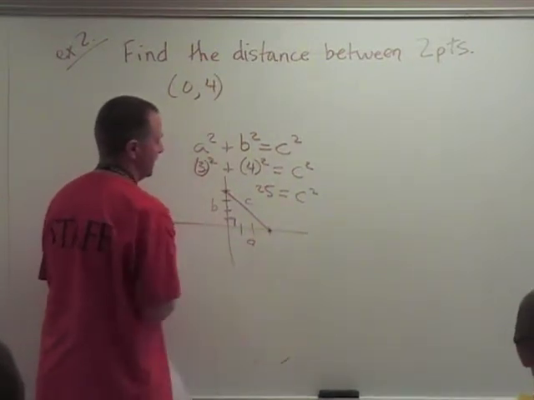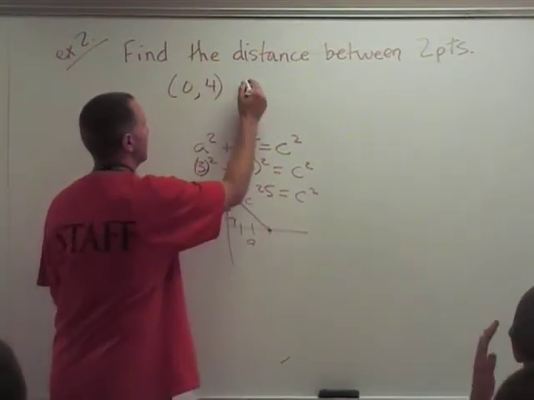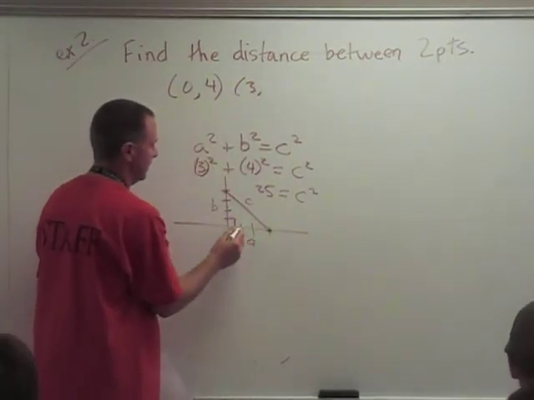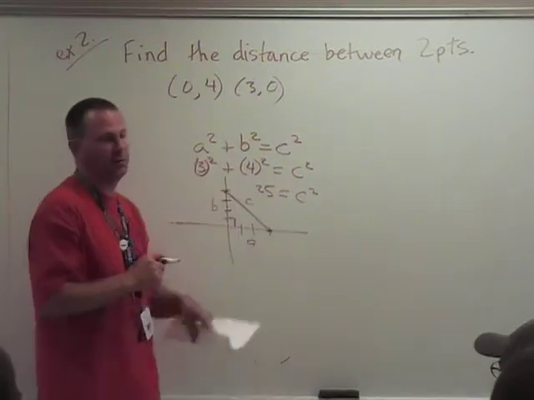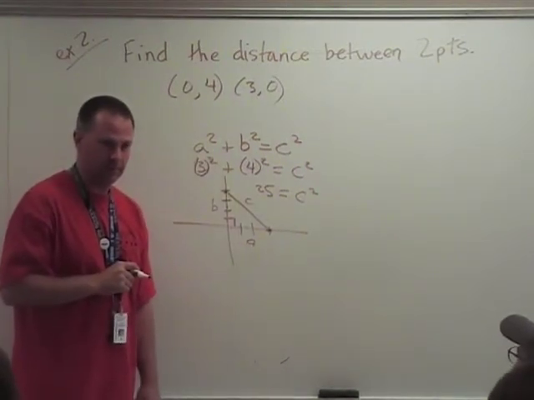This point right here, what is that? On the x-axis, it's 3. On the y-axis, it's 0. All right, we're going to find the distance between those 2 points. You're telling me that that's 5. Right? Yes. All right.